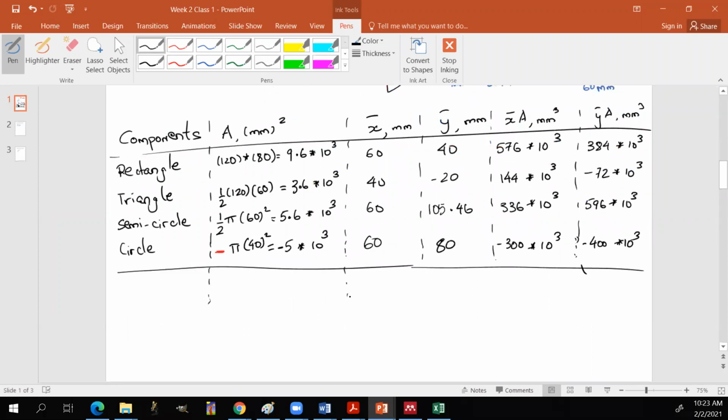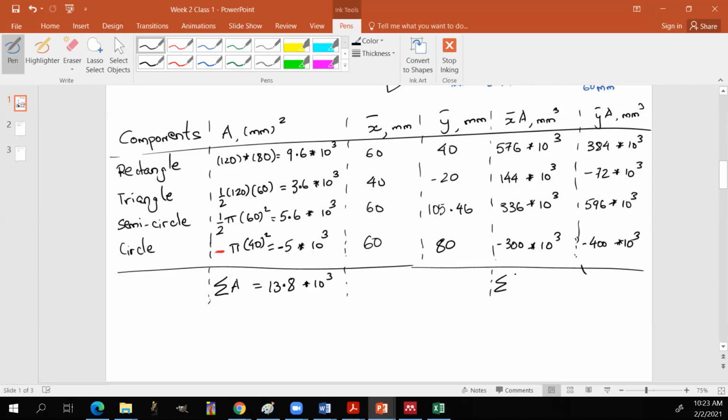Got to sum everything, right? So what is the total area? 9.6 plus 3.6 is 13. Okay, I'm not doing this. Please tell me. 13.8 times 10 to the third. Times 10 to the power 3.